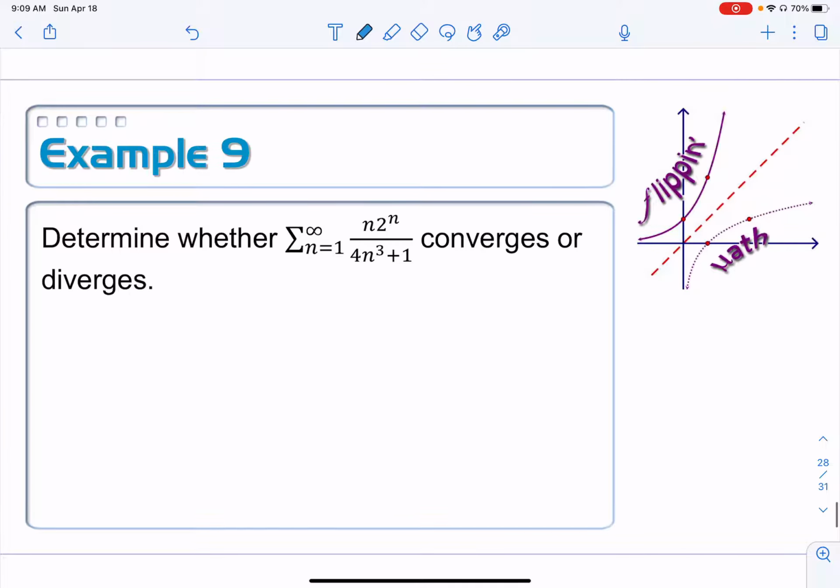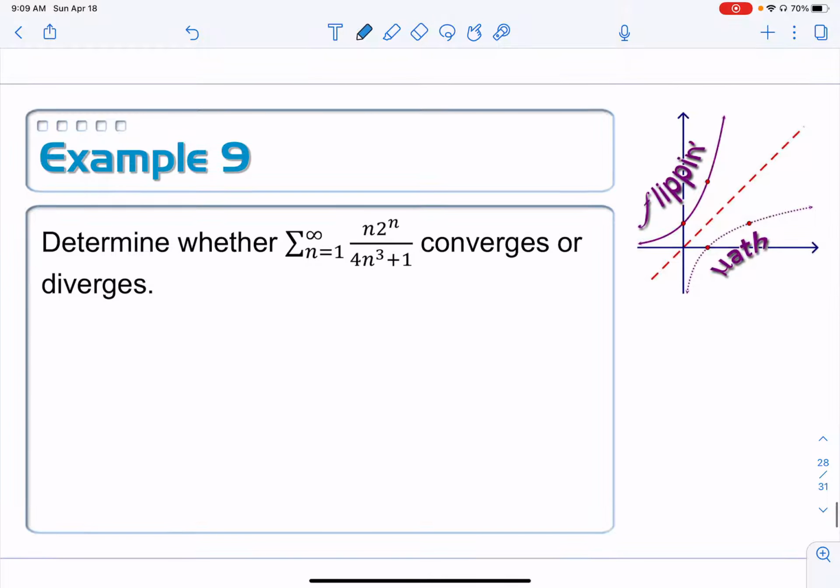Let's look at just one more example, please. Just please. Okay, determine whether, look at this one. Look at this crazy business. It has powers of n here and then also an exponential in it. We want to see, is it going to be convergent or divergent here?